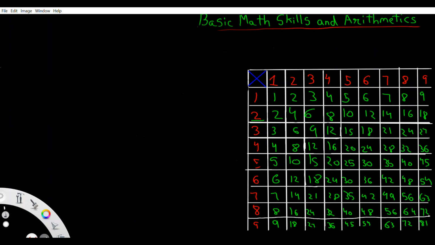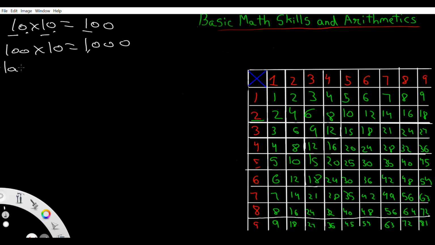So if you want to do 10 times 10, our instinct tells us that it's 100. But how we should do it is we should do 1 times 1, which is 1, and then we add the remaining zeros to it. For example, if you want to do 100 times 10, that is 1 times 1 is 1, add the 3 zeros, which is 1000. If you want to do 100 times 1000, you do 1 times 1, which is 1, and you add the remaining 5 zeros.